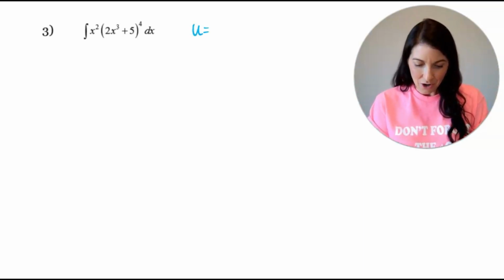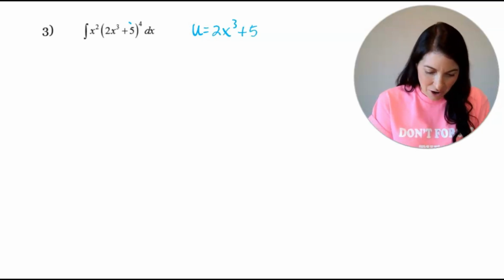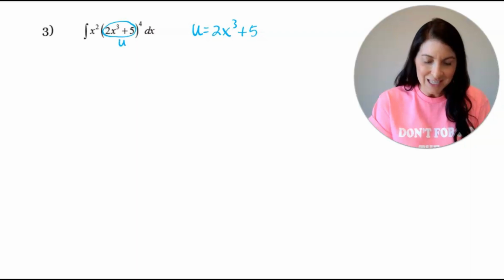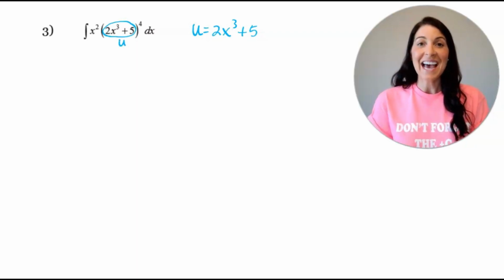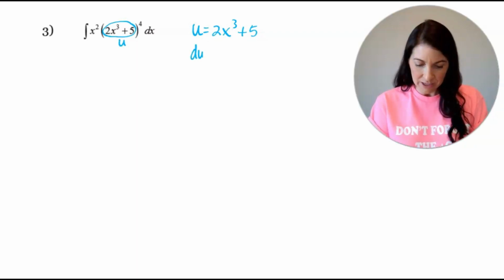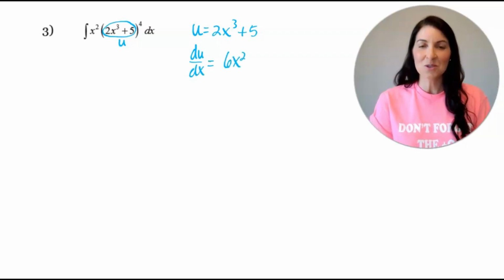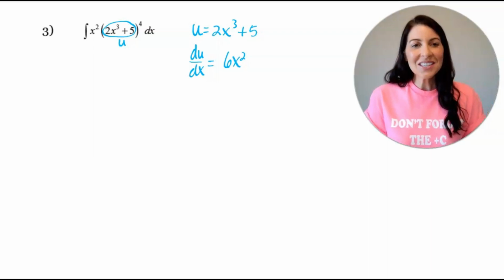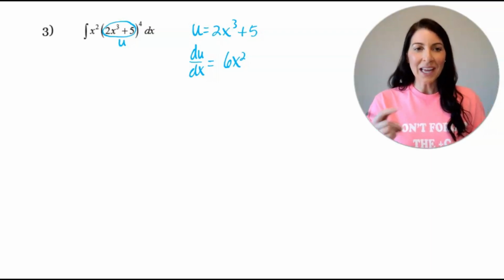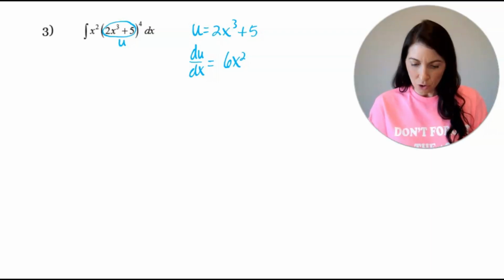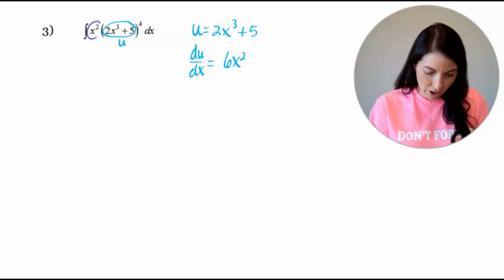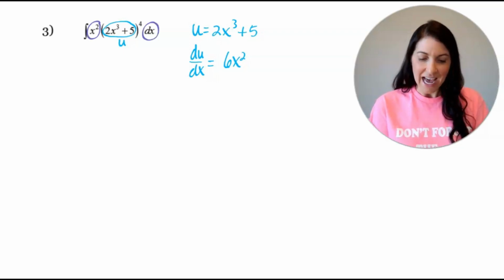So let's define our u as 2x cubed plus 5, so that I know this whole expression right here is going to be u. Next, let's take the derivative of u with respect to x, and we would get 6x squared. And after I replace 2x cubed plus 5 with u, what I have left over is x squared dx.